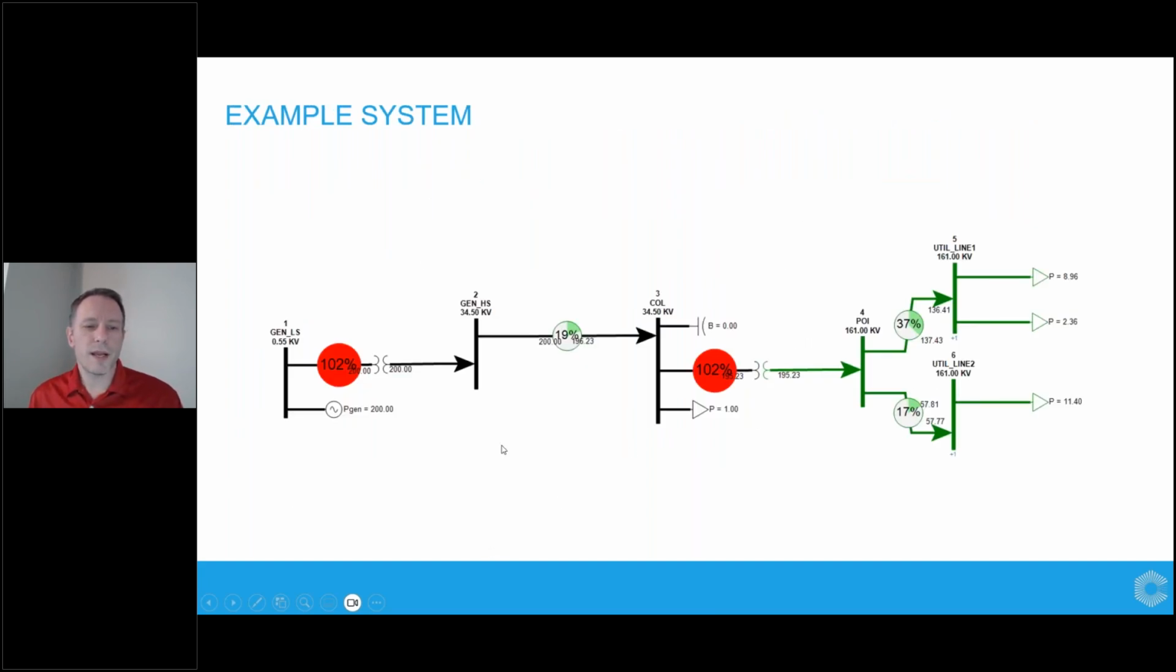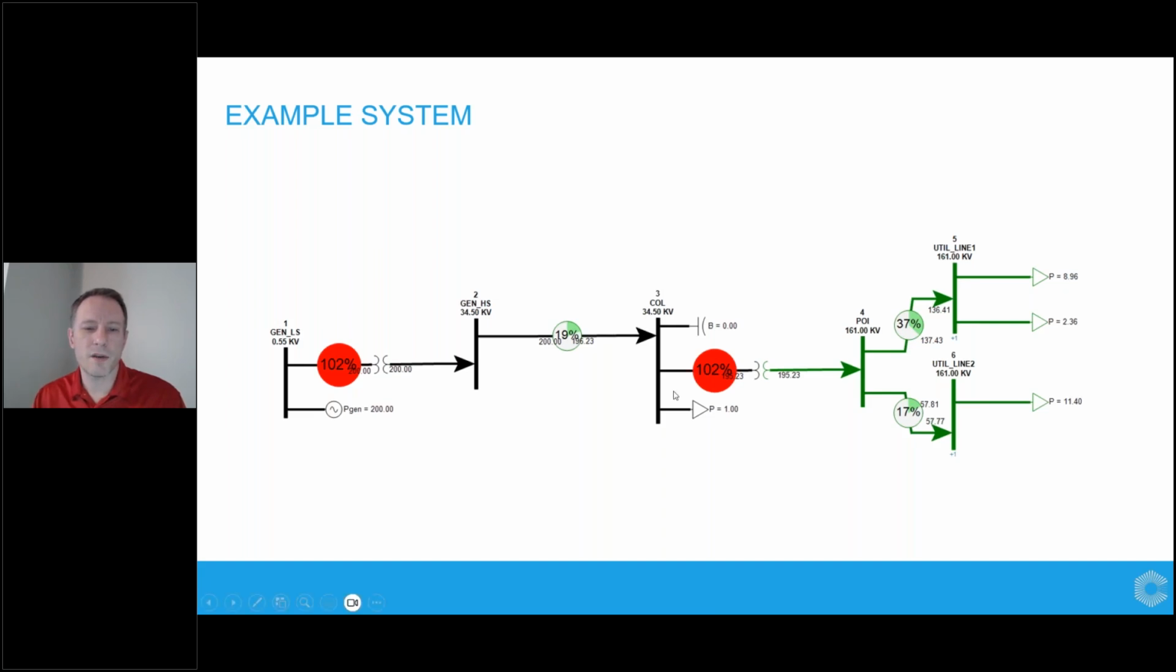So I was going to go through an example of some dynamic studies. This is a very basic system I created. It was based on a real system with a few numbers changed and all the names changed. We have a low side generator connected. I think this was an inverter connected at 0.55 kV. We have a transformer stepping up to 34.5, and then another transformer stepping up to 161 kV. And the POI has two lines exiting, going in two different directions.